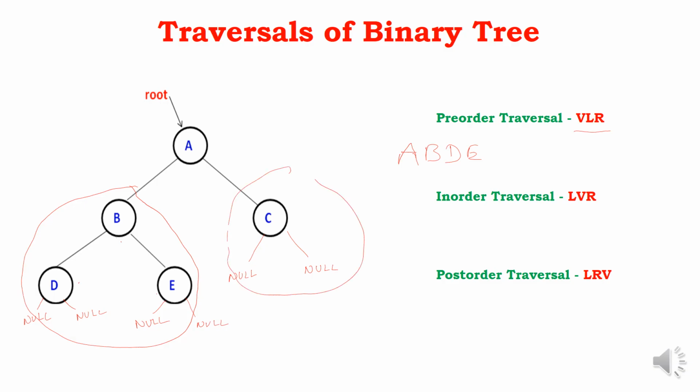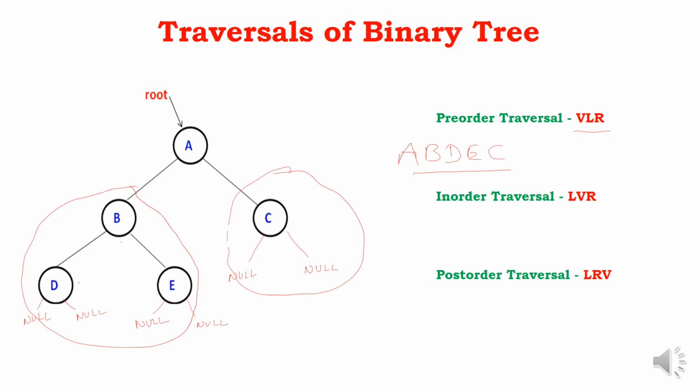Right subtree, there is only one node. So this particular node also we consider as a binary tree. That too it has to be traversed in preorder. Preorder means visit root node. Then traverse left subtree, there are no nodes. Then traverse right subtree, there are no nodes. A, B, D, E, C. A, B, D, E, C is preorder.